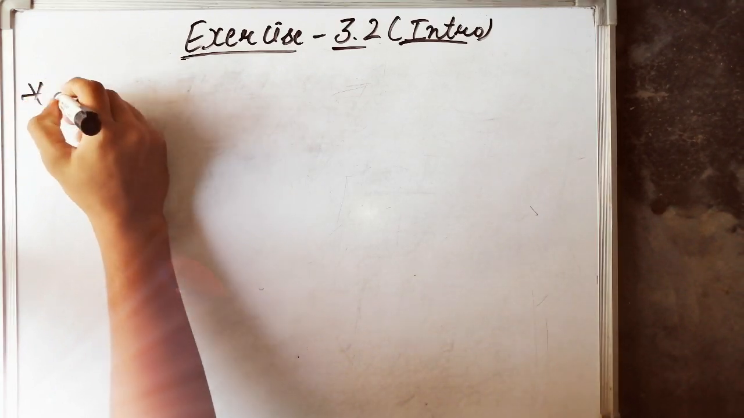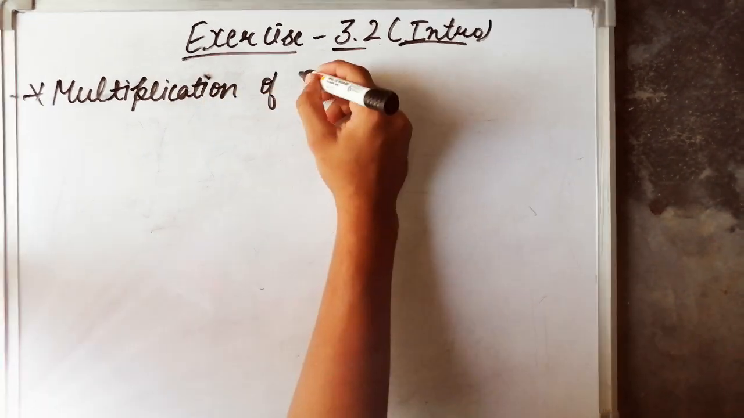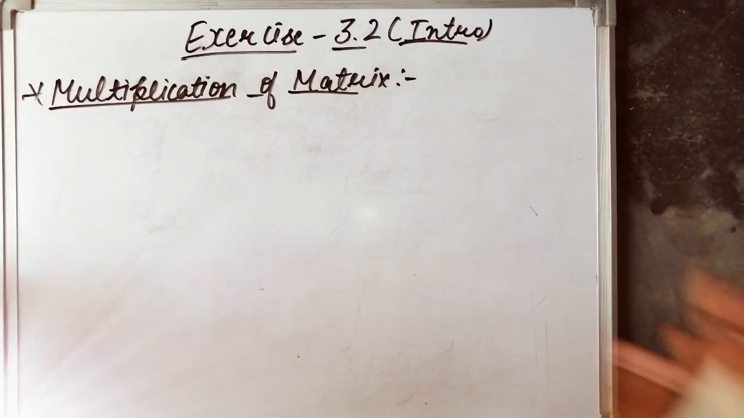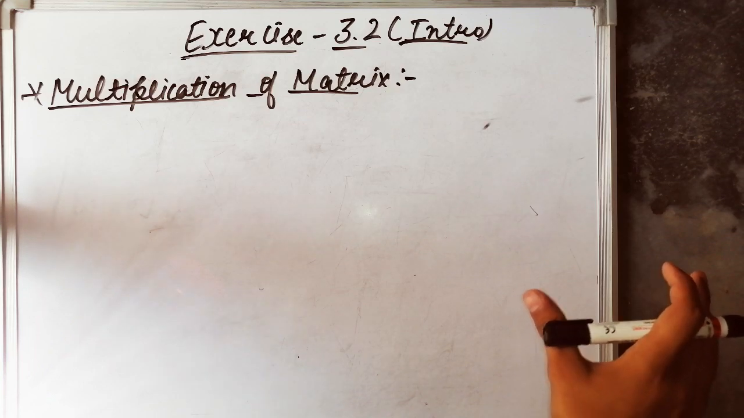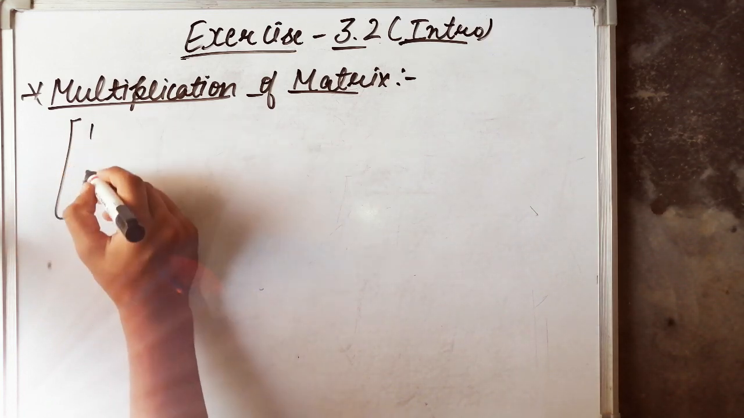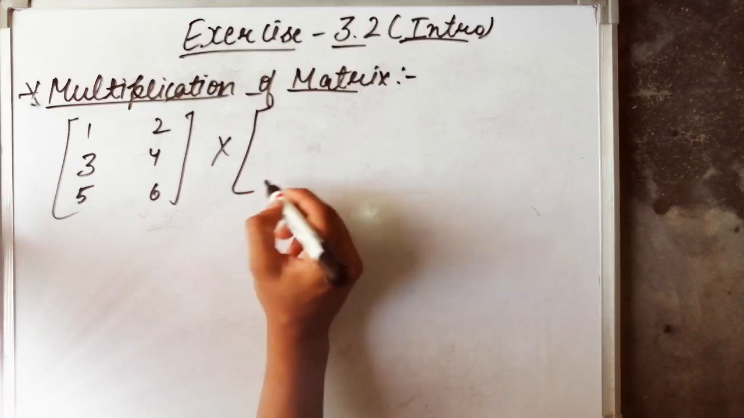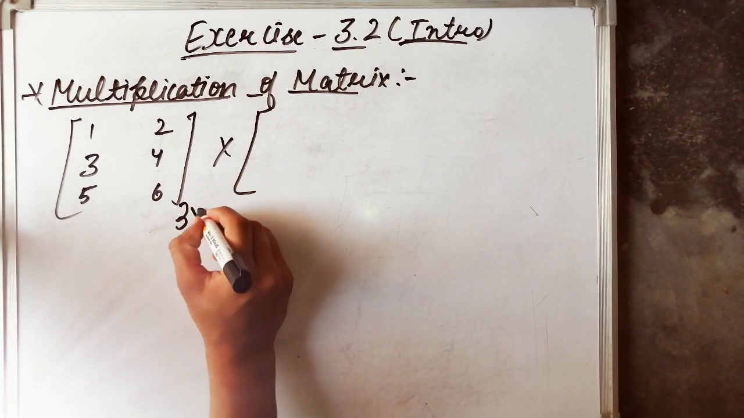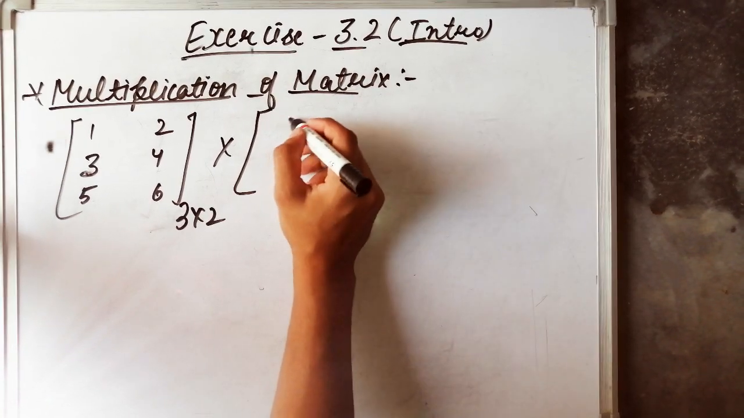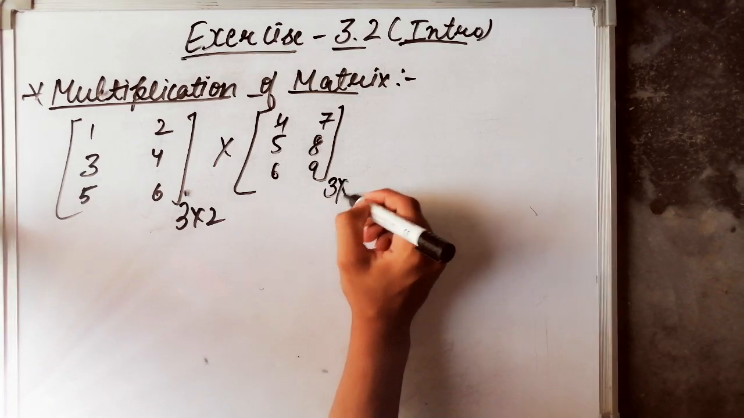Okay students, let's see multiplication of matrix. Let's see what is multiplication of matrix. Let's consider two matrices A and B, which have the elements 1, 2, 3, 4, 5, 6, and you need to multiply this matrix of order 3 cross 2 with the matrix of order 3 cross 2 with the elements 4, 5, 6, 7, 8, 9. This is of the order 3 cross 2.